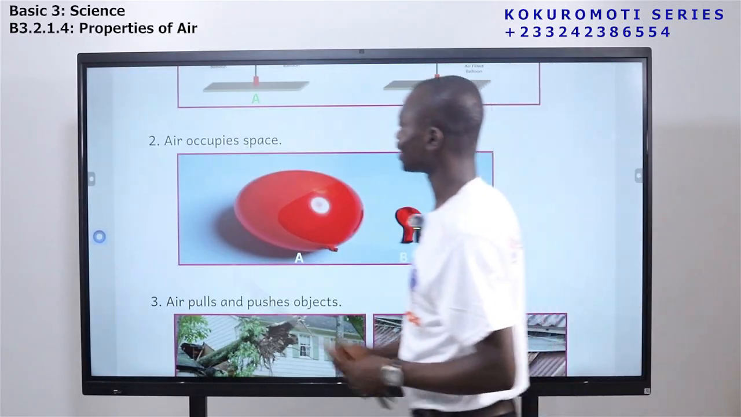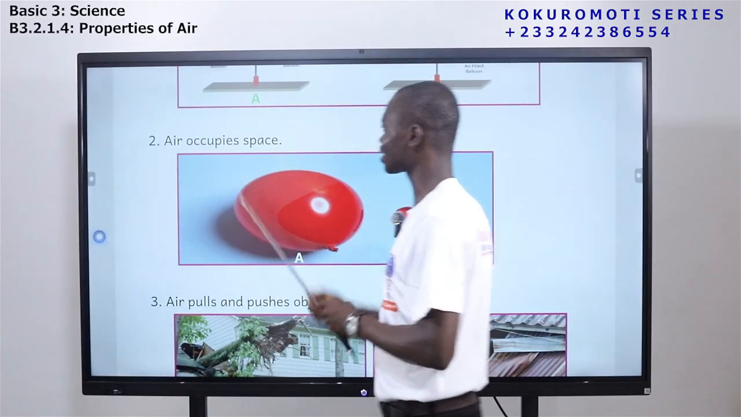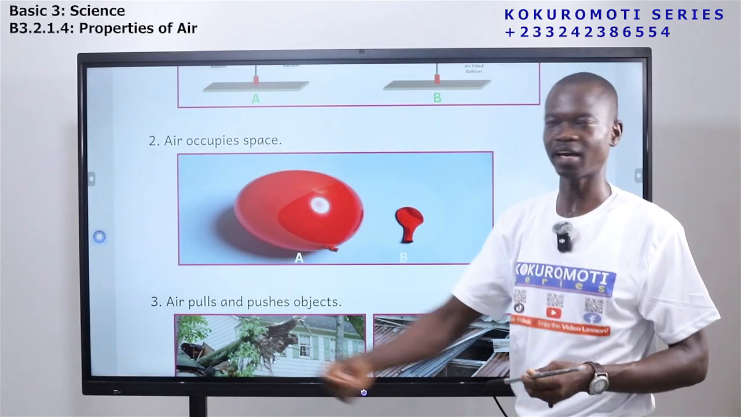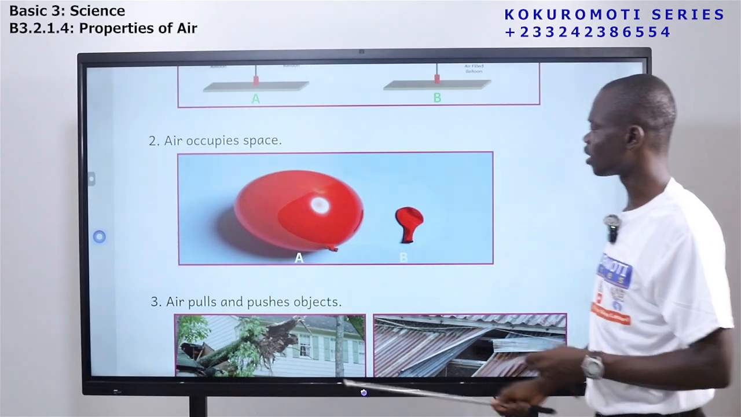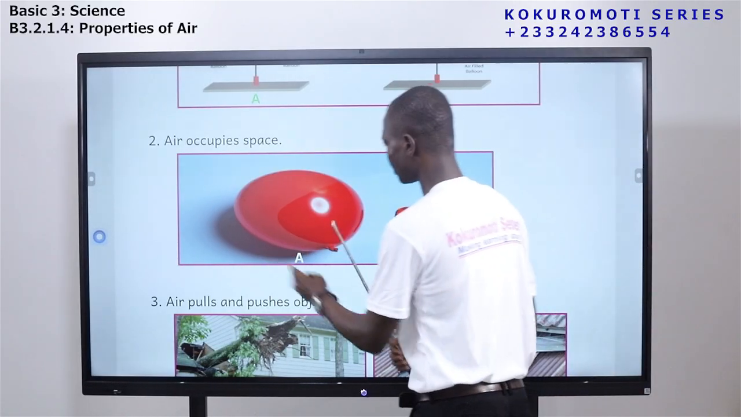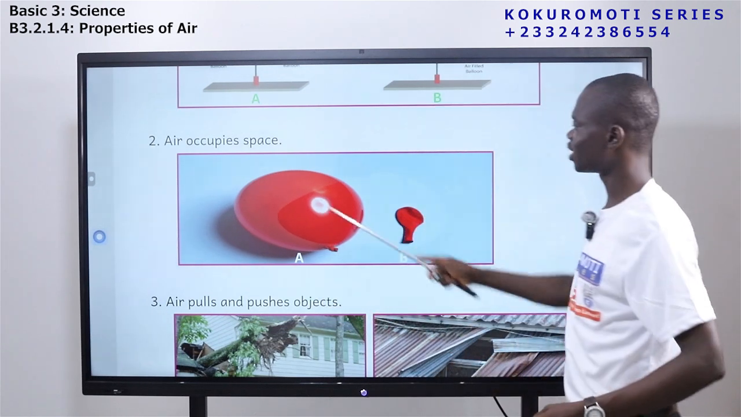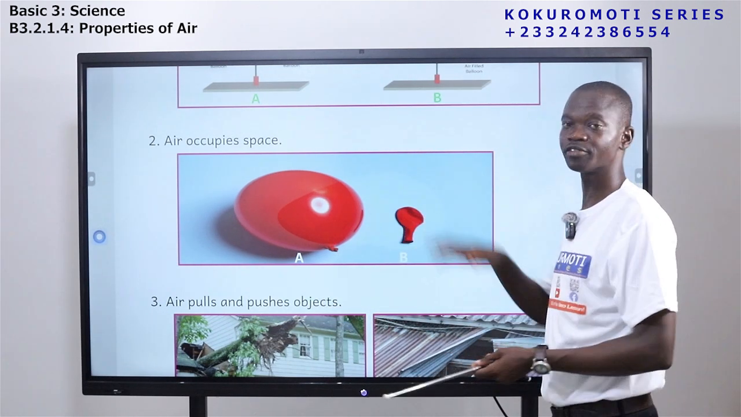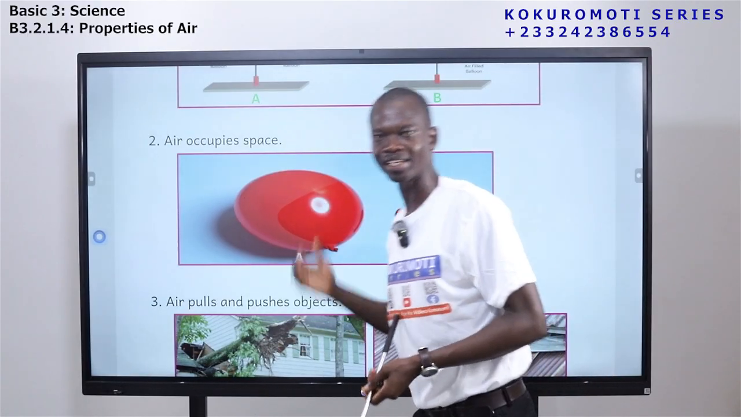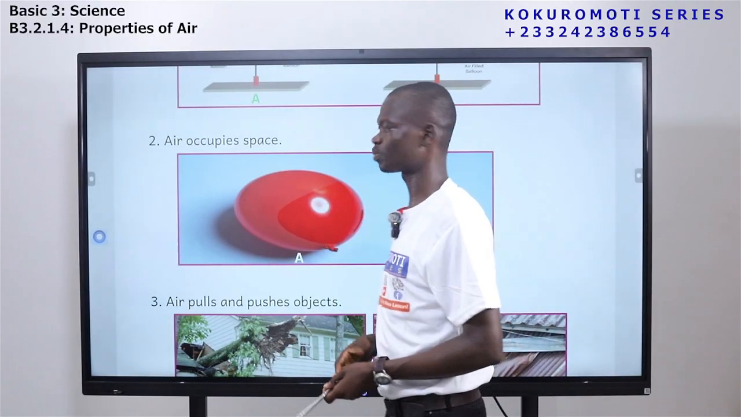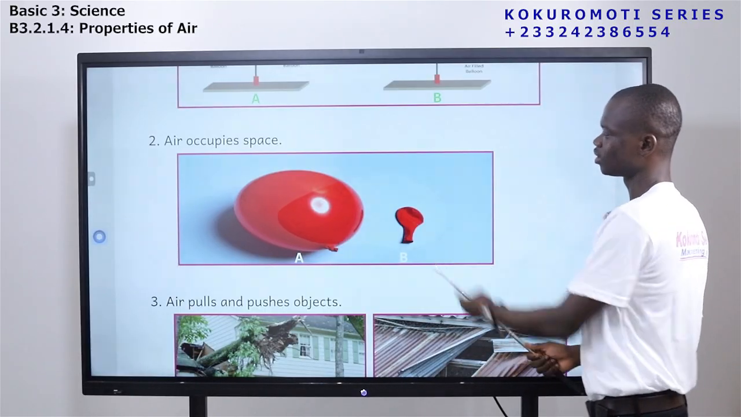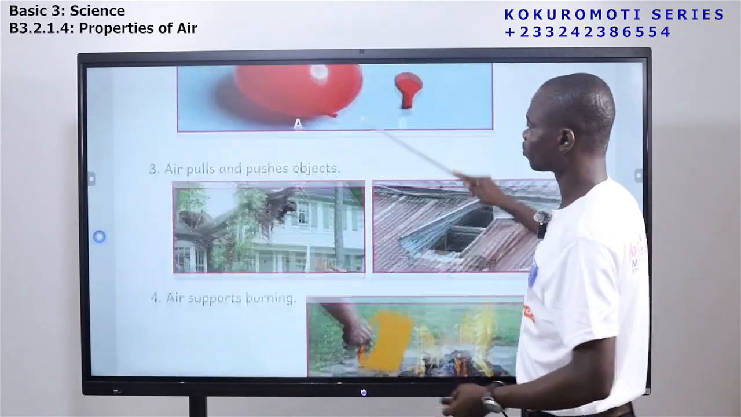The next property is that air occupies space. Wherever there is space, you see air over there. Now let's look at this balloon, A and B. This one is full of air. There is no air in this one. So the space inside the balloon is being filled with air. So air can occupy space. Wherever there is space, air can occupy that space. Here, there is no air in it. So this shows that air can occupy space.